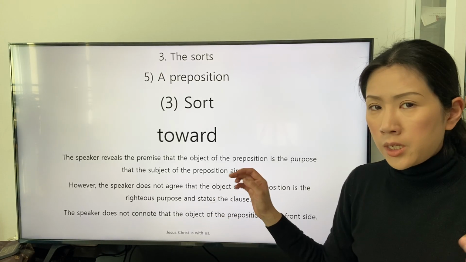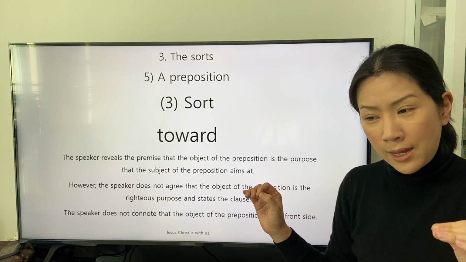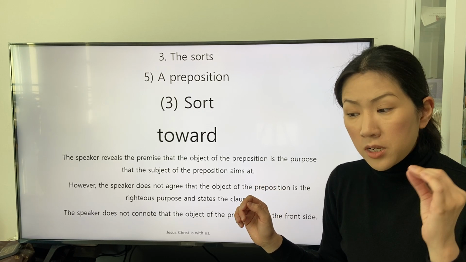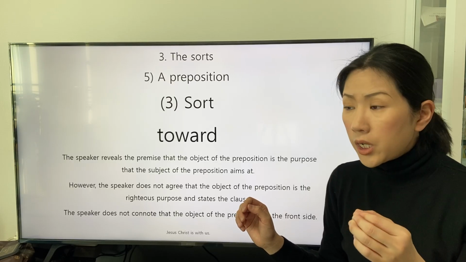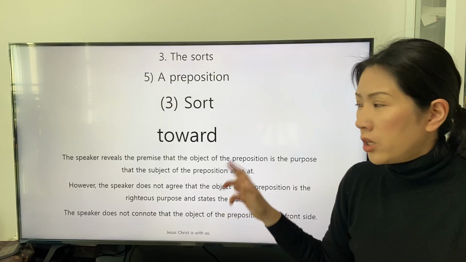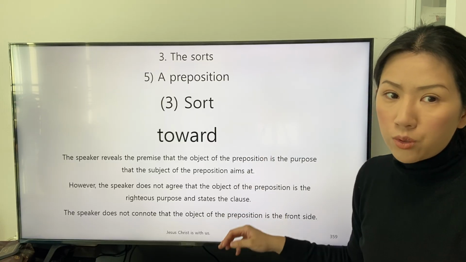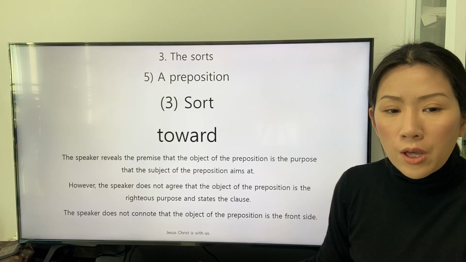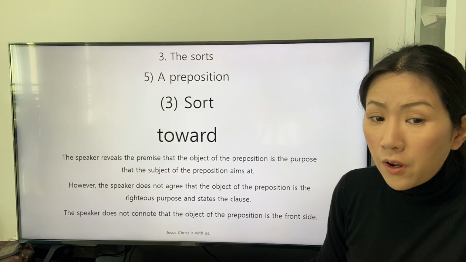This explanation explains that the perspective of the speaker on the object is reflected on the object of the preposition toward. The speaker does not connote that the object of the preposition is the front side.